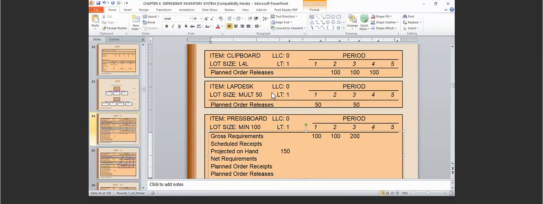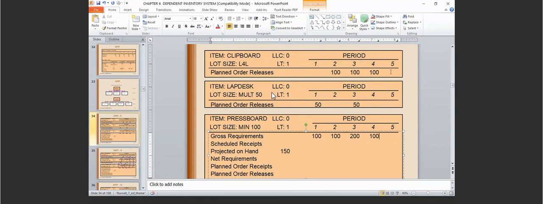We have 200. So for period 4, the gross requirement quantity is from the clipboard with the quantity of 100 units multiplied by 1. So we have 100 here, and there is no planned order release from the lab desk. So we maintain the gross requirement of 100.